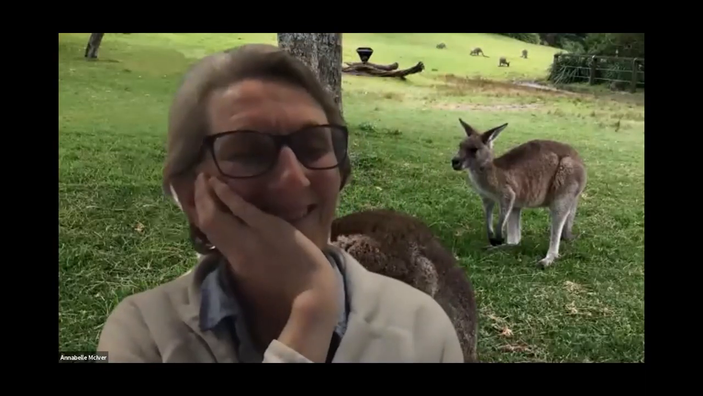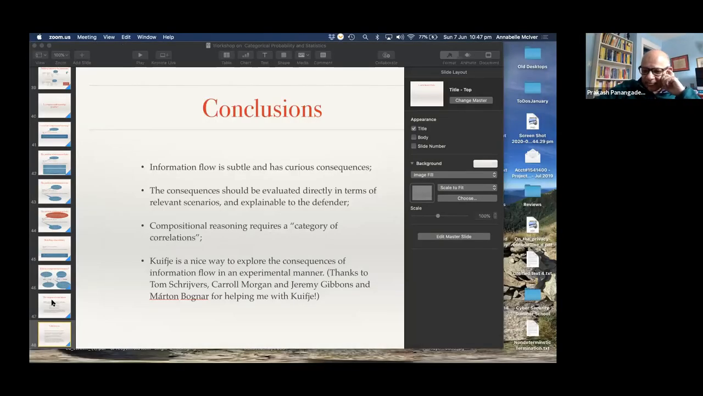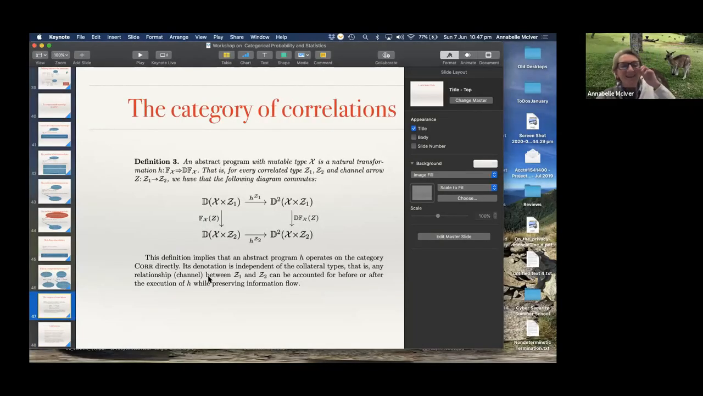So I had a bit of trouble at the end when the category of correlations appeared. It seemed like an interesting mathematical structure, but I lost the thread that connected it to the actual semantics of the programming language. So can we just look at that slide again and try to tie down the components to the programming language? Yeah, sorry, it was ridiculously quick at the end.